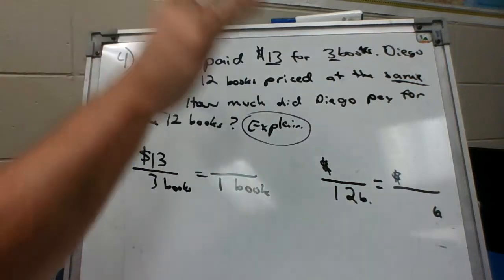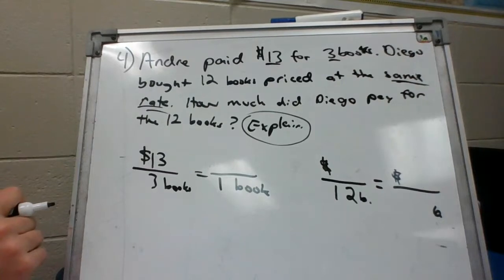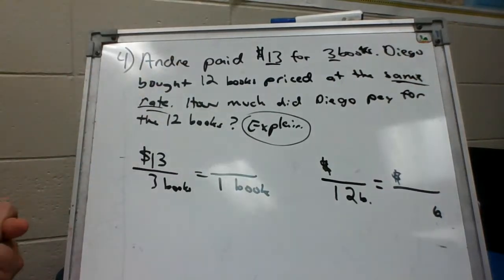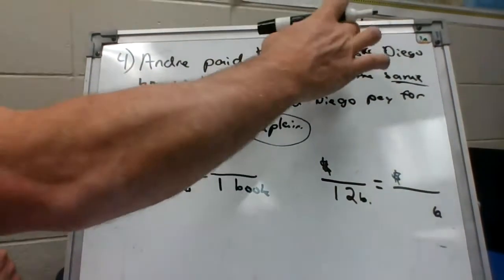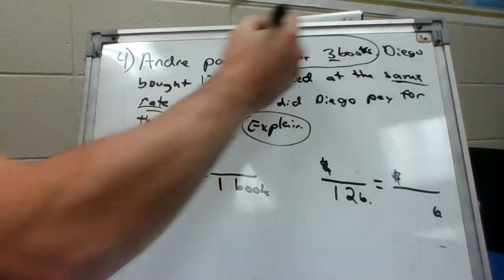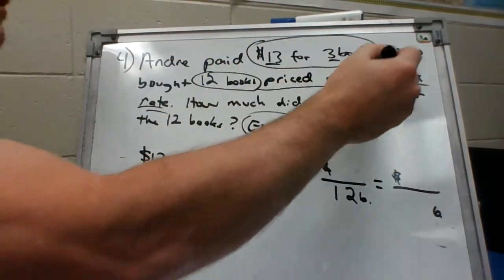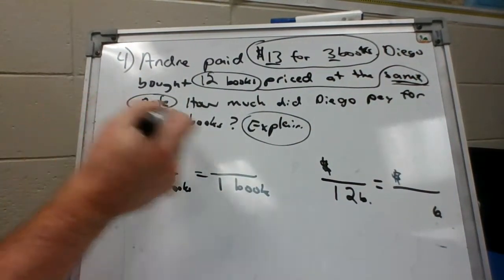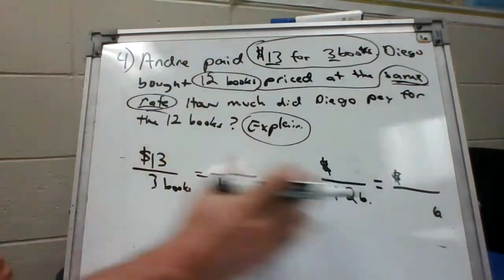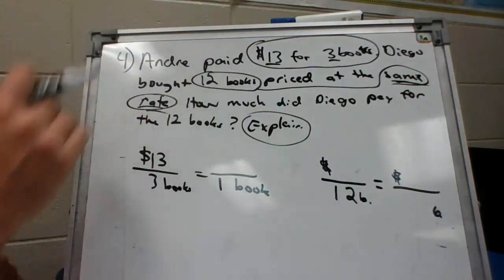As you're working through the problem, go ahead and set up your ratios. We know we're talking about ratios and rates, so this whole unit's about that. Let's make sure that we understand that. The information, $13 for 3 books, is right there. Diego bought 12 books, same rate. We just got to figure out what that rate is. Now, we got to figure out how much he paid for the 12 books. So all that information is right here, setting myself up ready to go.